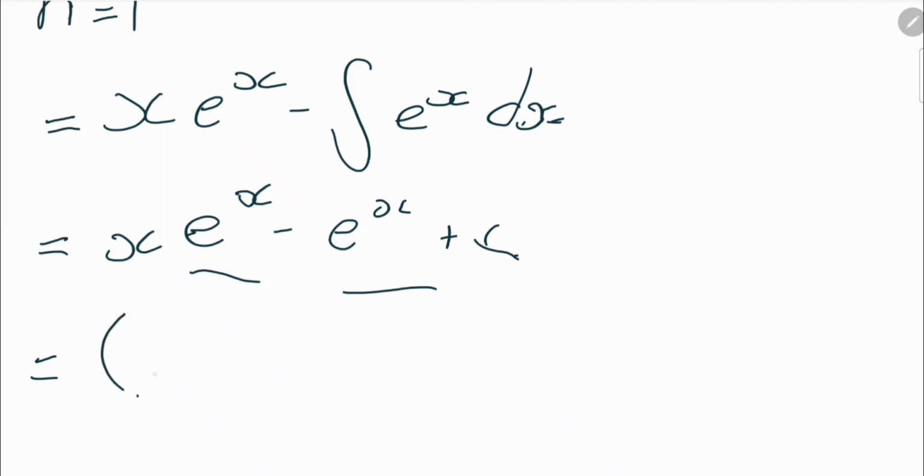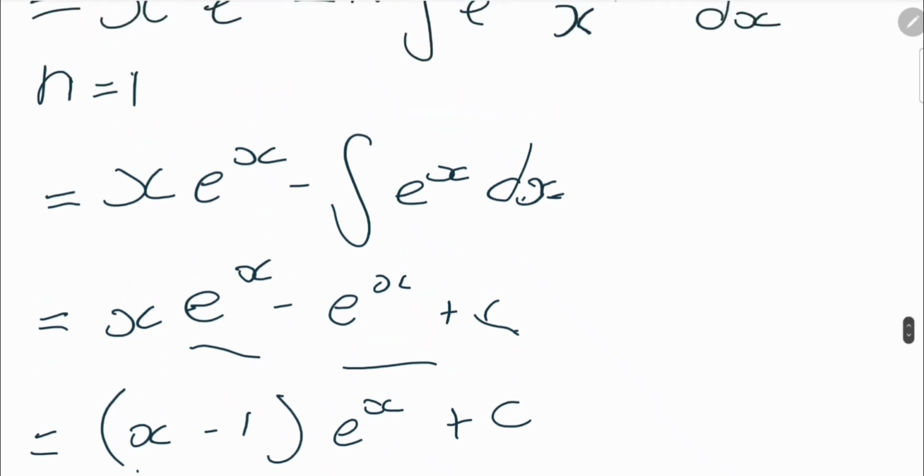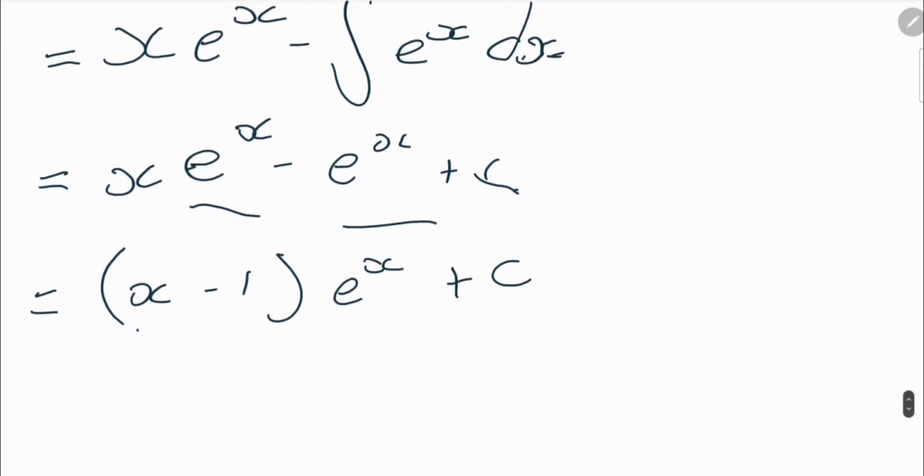So x minus 1, and then factor out the e to the x, and then add the constant of integration. So that's basically how to do it, and n can really be anything, and then you just sort of work through the rest of it.